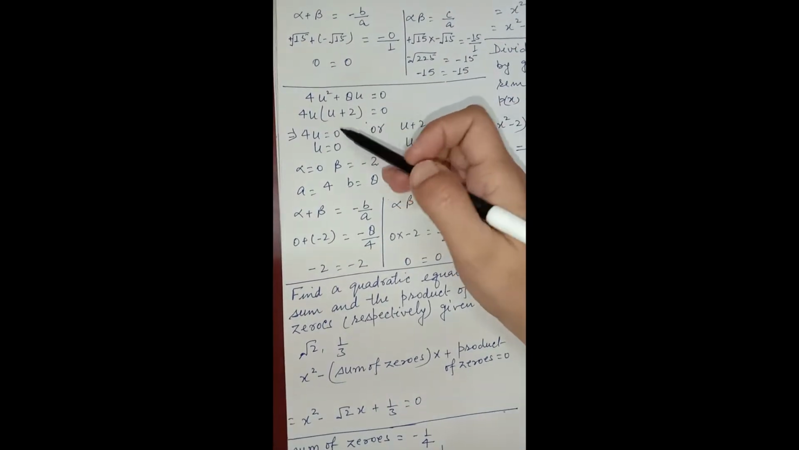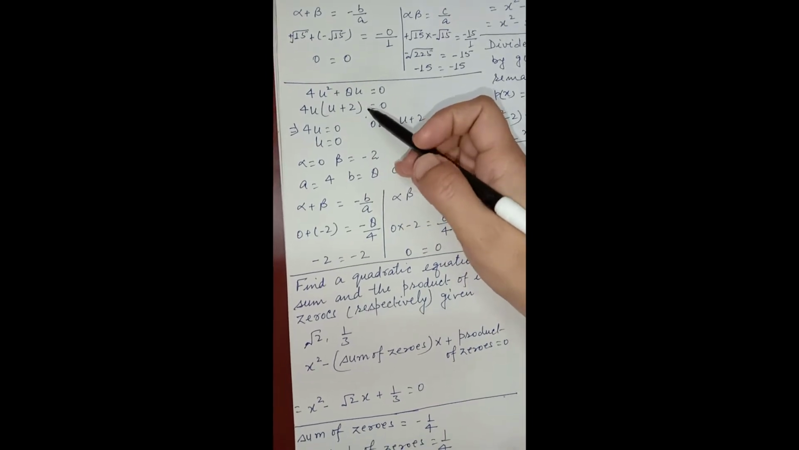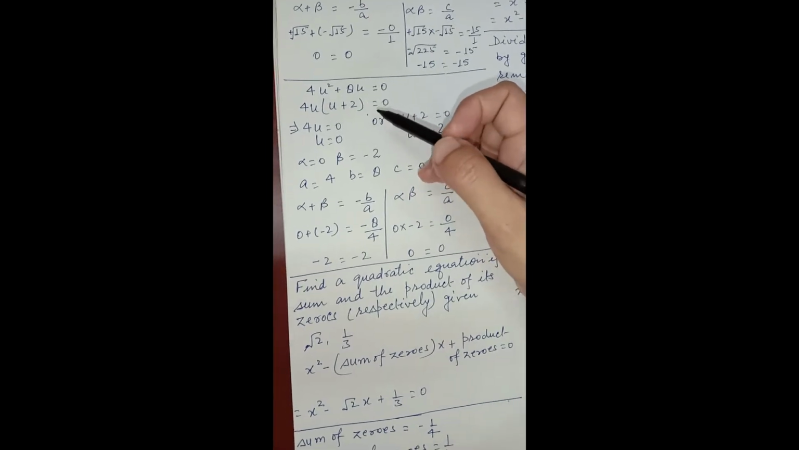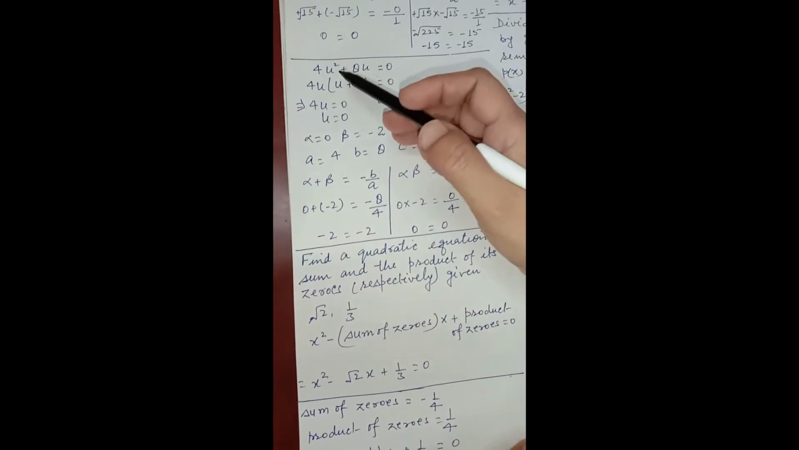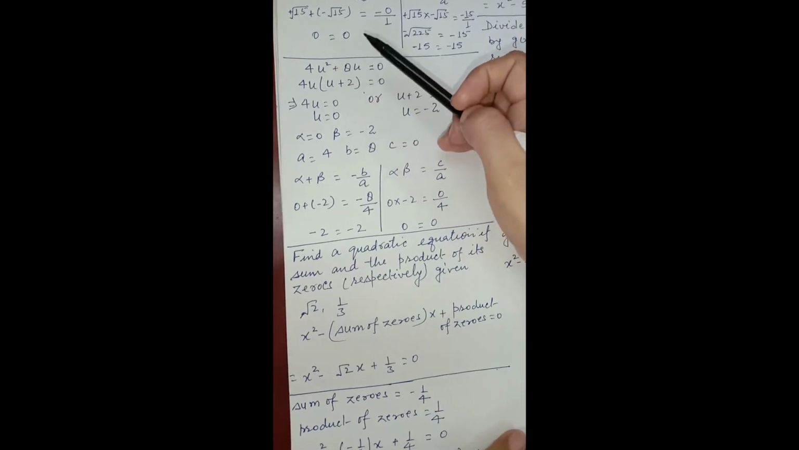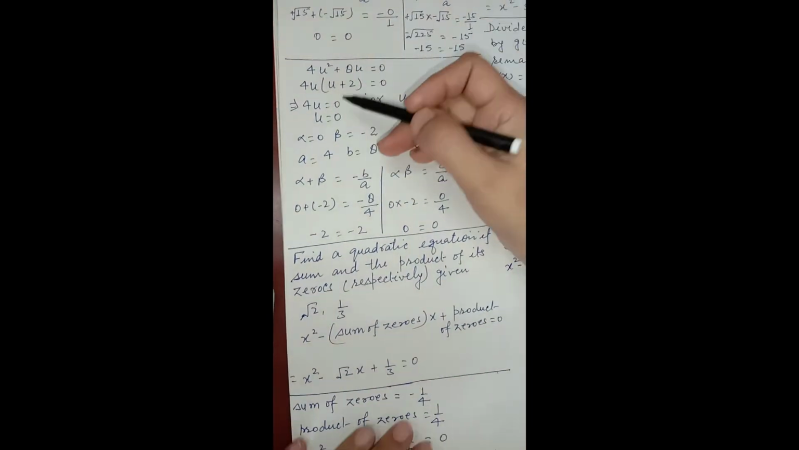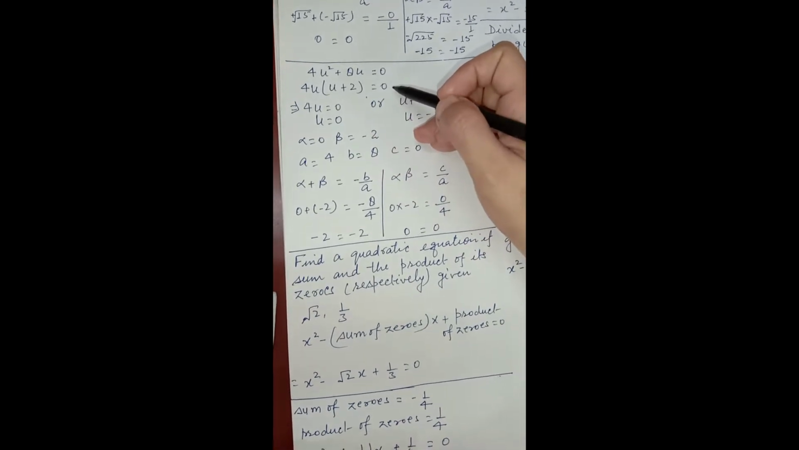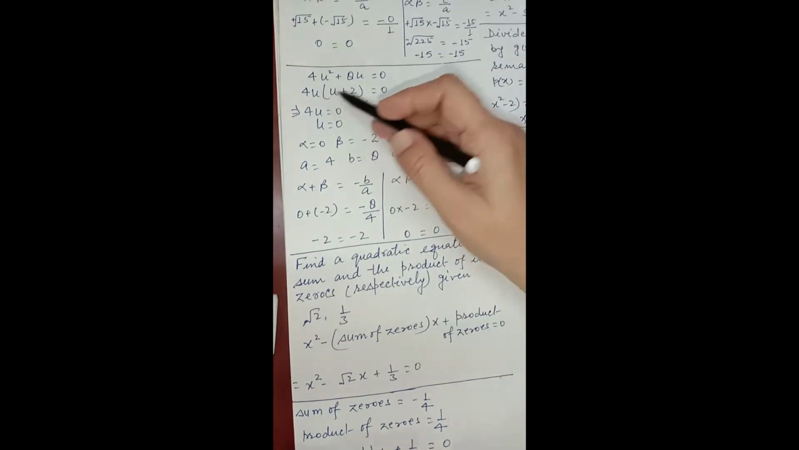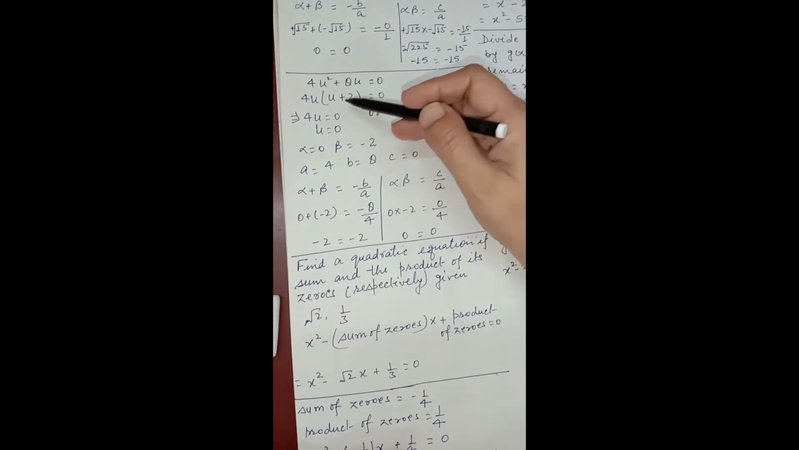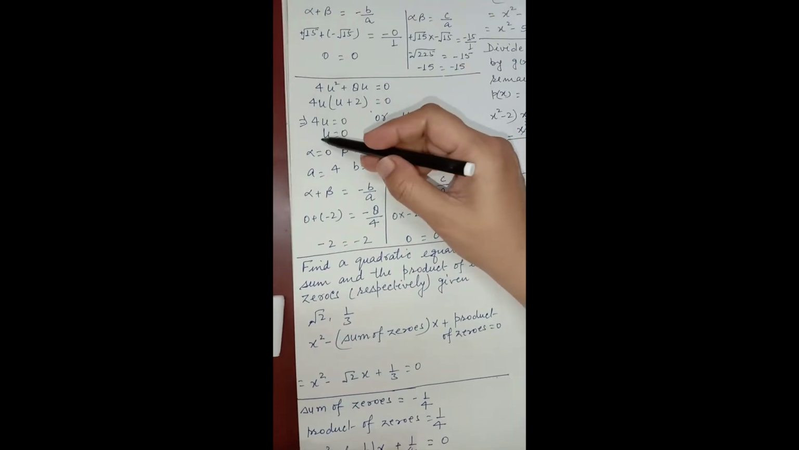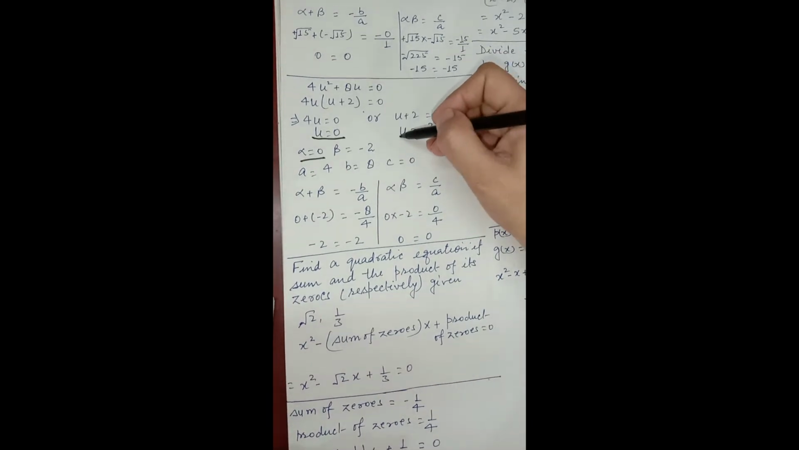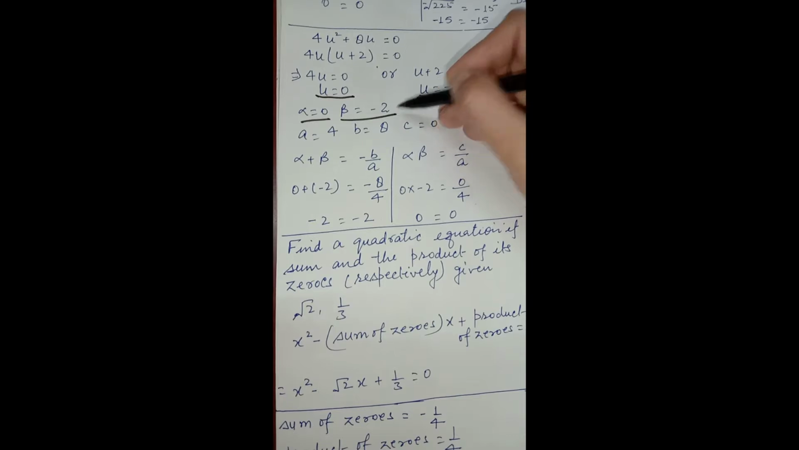Now the next, 4u square plus 8u. Again it is a quadratic equation. As you all know, in a quadratic equation we used to have three terms, but here we are having only two terms. 4u square plus 8u equals to 0. Here we can take 4u as common. So in the bracket we are left with u plus 2 equals to 0. Again the product of these two factors is 0. So either 4u is 0 or u plus 2 is 0. If 4u is 0, the value of u is 0, so alpha will be 0. If u plus 2 is 0, u equals minus 2, so beta equals minus 2.